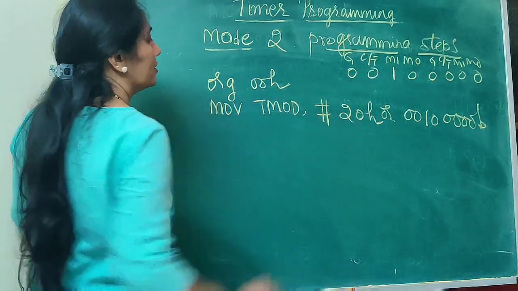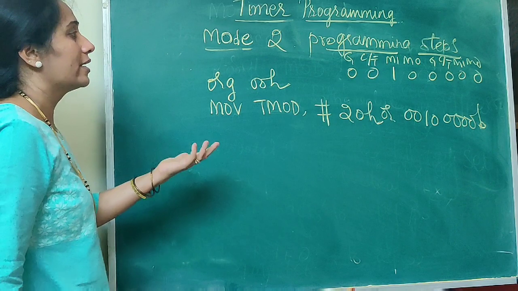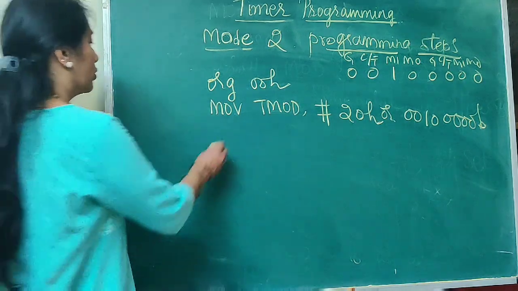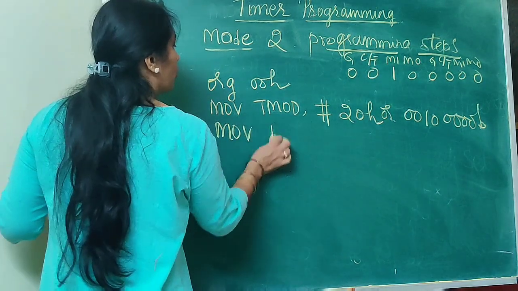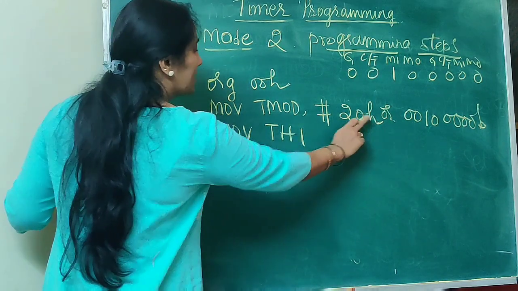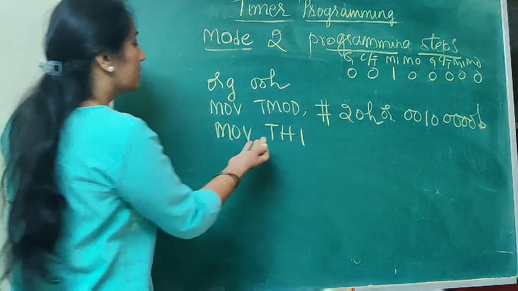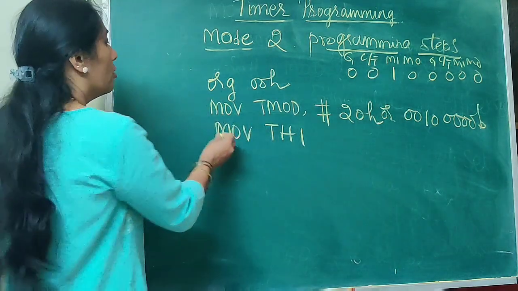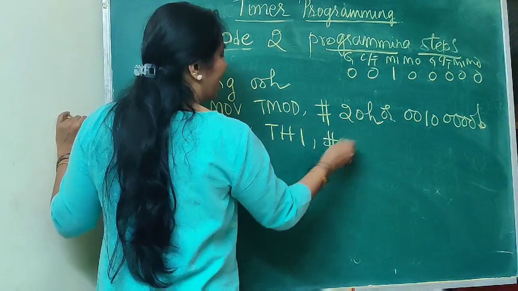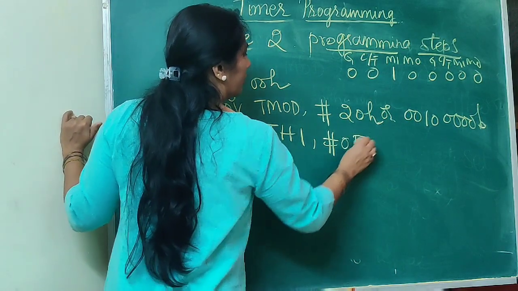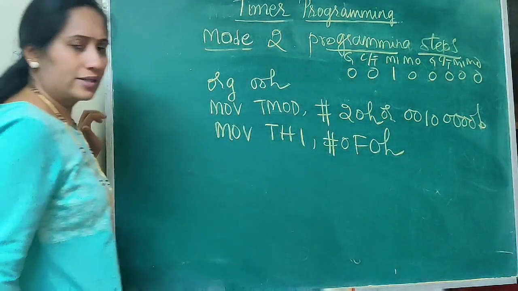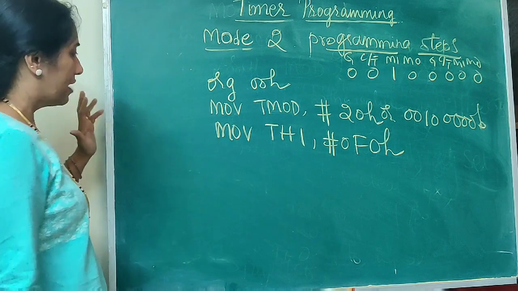Okay, in the TMOD register I have loaded 20 hex. That means I have selected timer 1 in mode 2. And then you have to load the value. I have selected timer 1, so I have to write TH1. If I had selected timer 0, I would write TH0. MOV TH1, hash. A certain value I am going to write over here, say F0 hex. I have written some value which is less than FF.